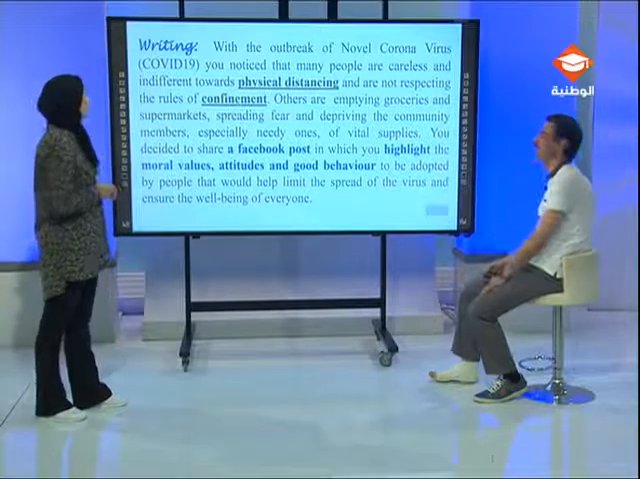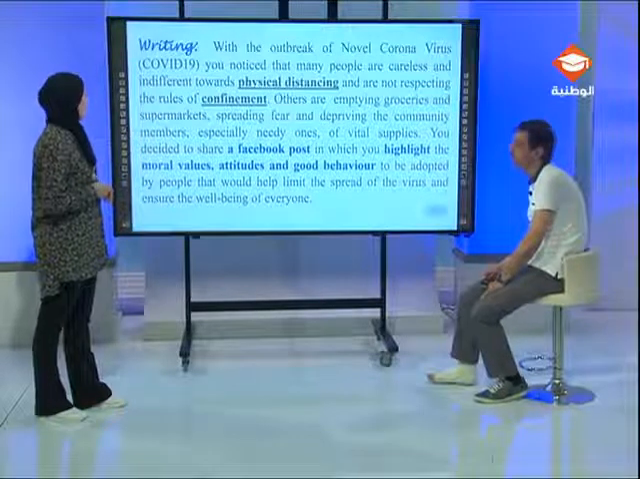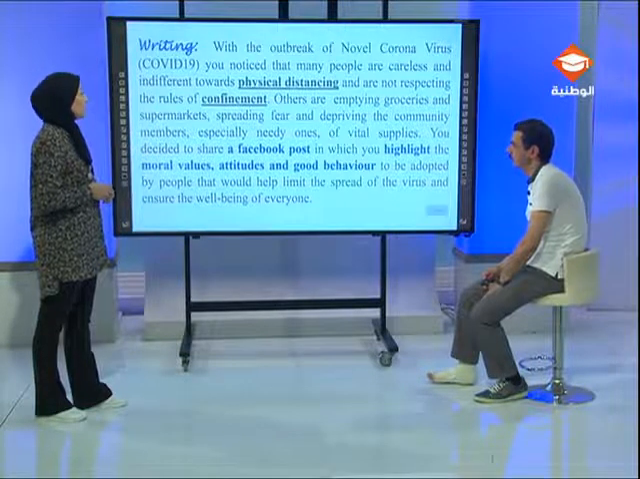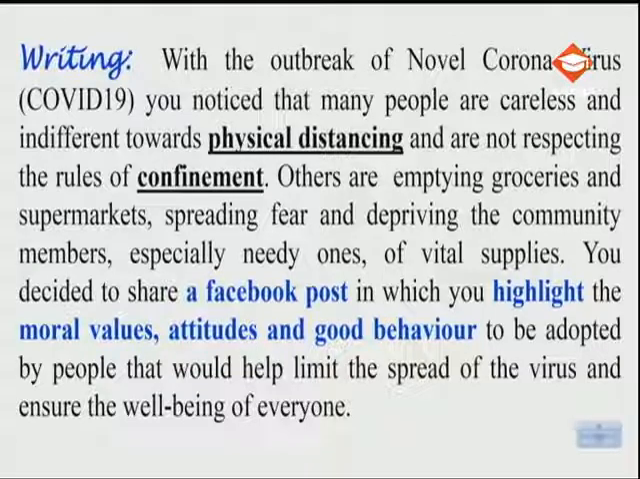No, of course not. So with the outbreak of novel coronavirus, COVID-19, you noticed that many people are careless and indifferent towards physical distancing and are not respecting the rules of confinement. Others are emptying groceries and supermarkets, spreading fear and depriving the community members, especially needy ones, of vital supplies. You decided to share a Facebook post in which you highlight the moral values, attitude, and good behavior to be adopted by people that would help limit the spread of the virus and ensure the well-being of everyone. So what are you supposed to write, Maysoon?